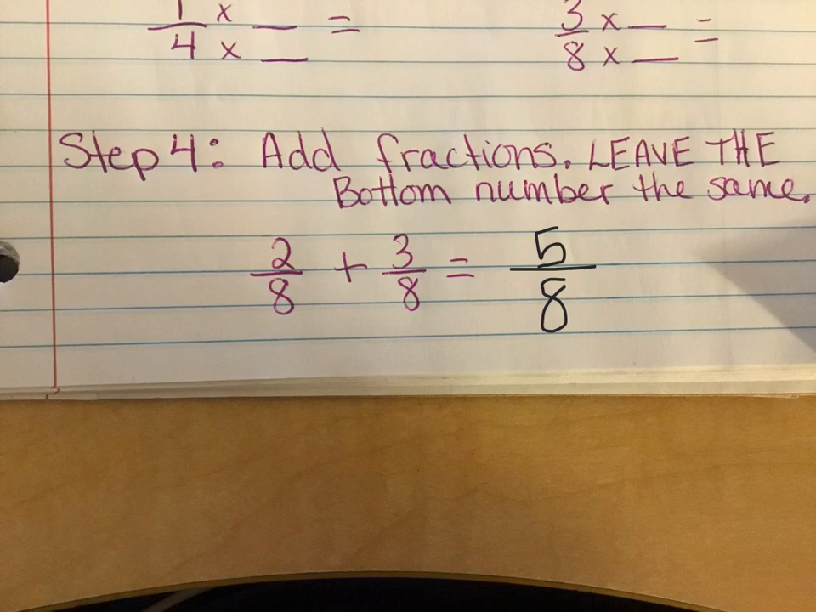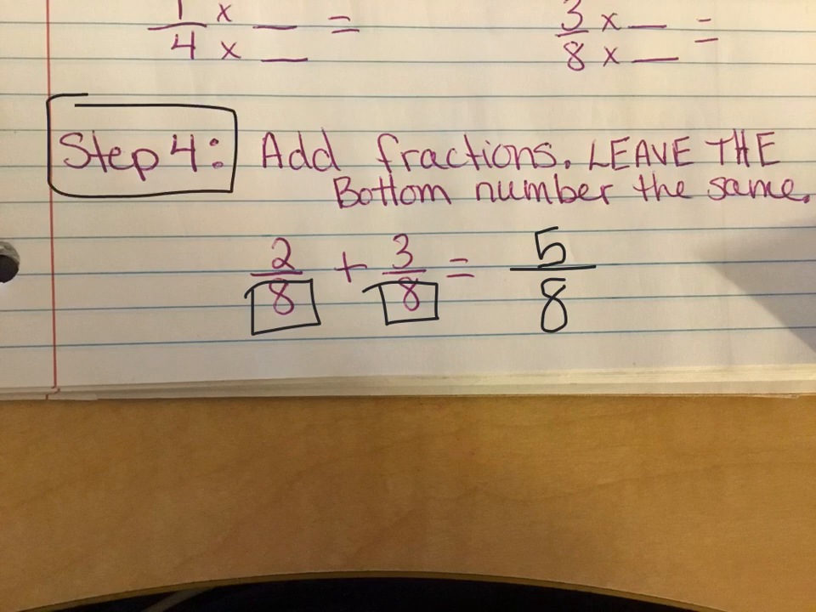If our bottom number was already 8, we would skip all those middle steps 2 and 3 and go all the way down to step 4. If our bottom number is the same, we don't even have to touch that fraction. We just add it together, keeping that bottom number the same. We don't change the number of pieces it's cut into.